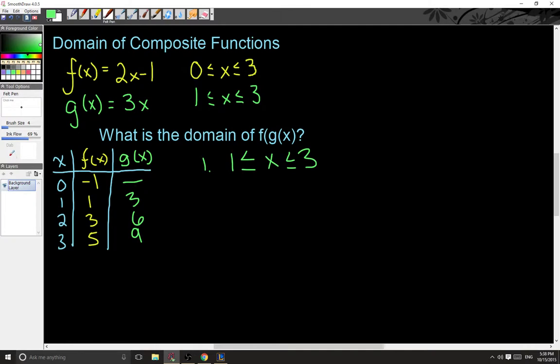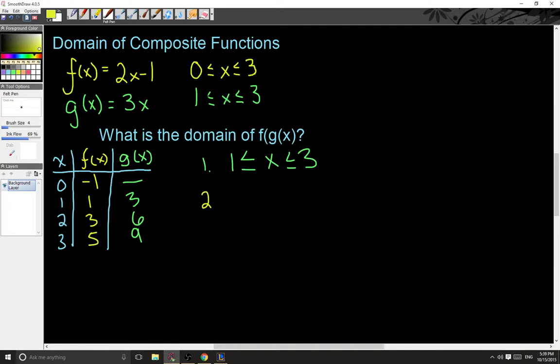And that's because since we're plugging into g of x first, we need to make sure that all the values we're plugging in are legal for at least g of x. So this isn't our answer, but this is a first step. We know that whatever our domain is, it's either this or something smaller that's inside of this. So it can't include any numbers that aren't already in this domain.